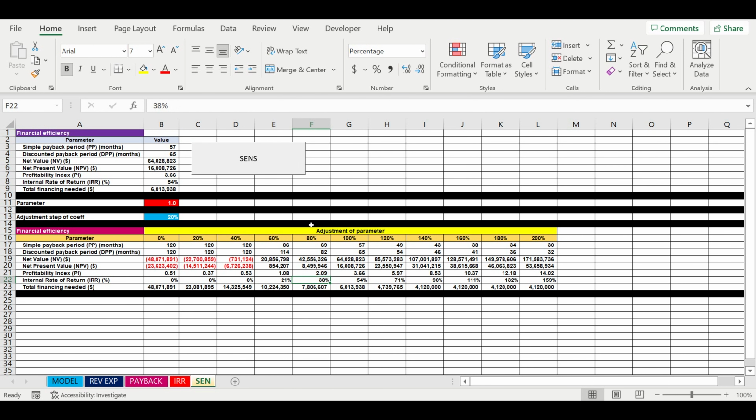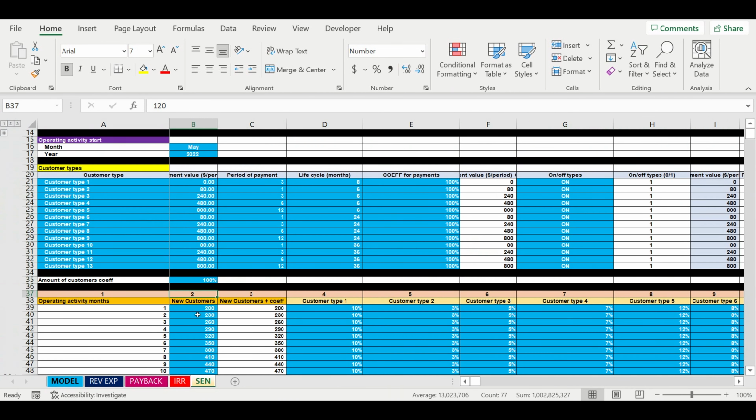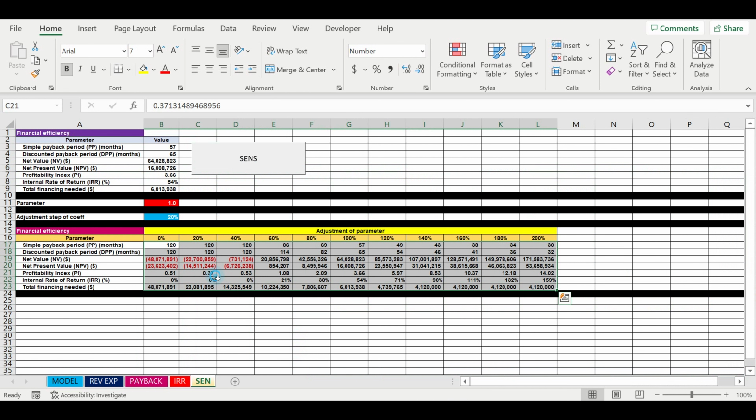So now we see how increase or decrease the amount of new customers affects the financial efficiency. So you can add this coefficient to any parameter of inputs, absolutely any parameter. Press sense button and see what will happen to your business idea if this happens or that happens. So this was subscription financial model.